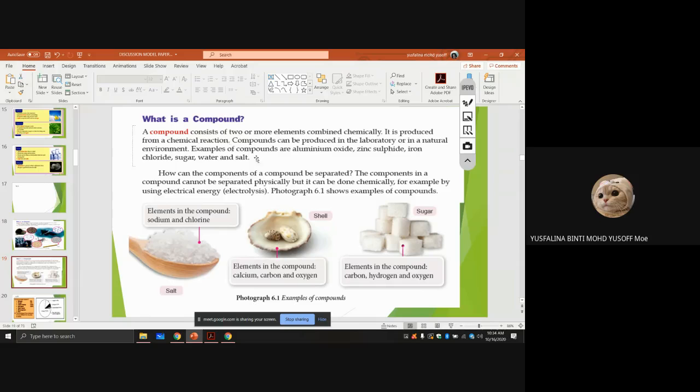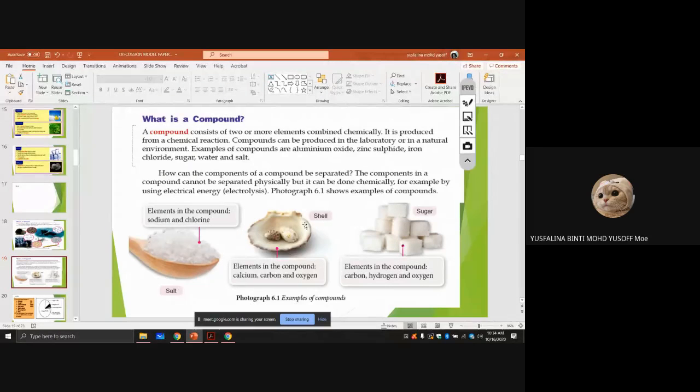So how can we separate a compound? We usually do it chemically. We cannot use physical methods; we have to do it chemically. For example, by using electrical energy, electrolysis. Electrolysis is the one where we separate hydrogen and oxygen. And then 6.1 shows examples of compounds. Salt is actually natrium chloride. Natrium is sodium, and it combines chemically with chlorine to produce salt.